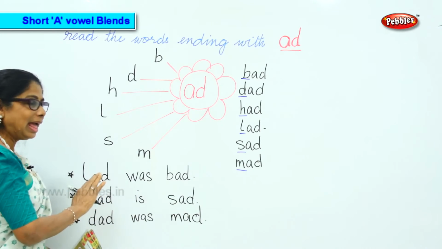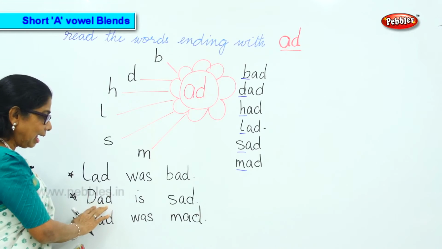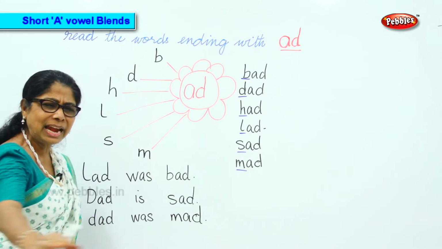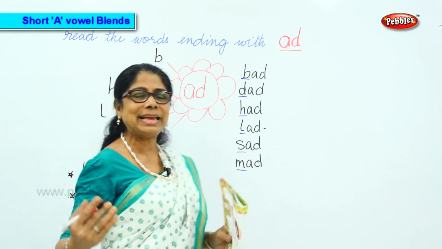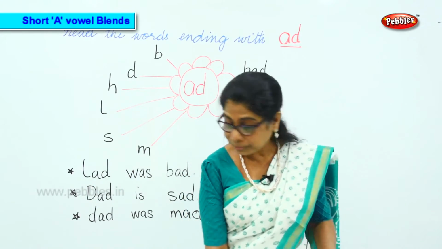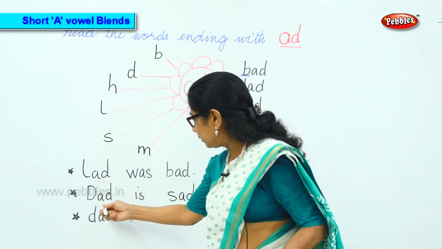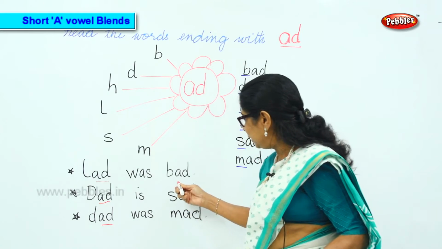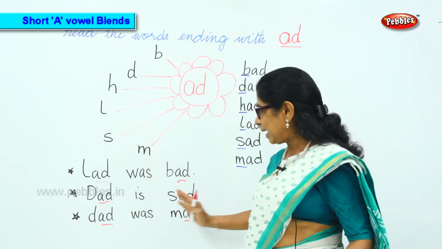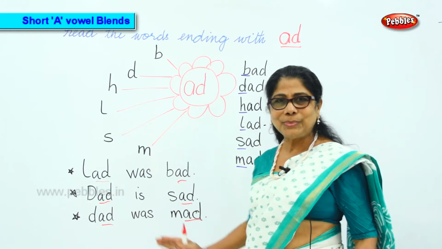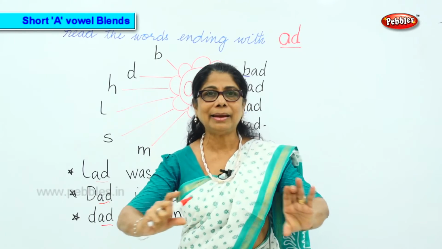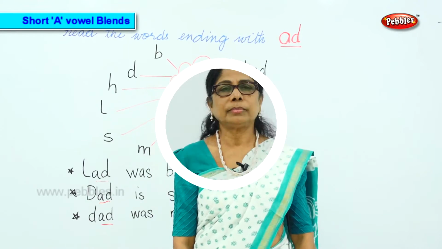Now look at that. Lad. Lad is a boy. Lad was bad. Dad is sad. Why is dad sad? Dad was mad. He was sad. You messed up the place. So we are making sentences with the words that end with AD. We have used two words in a sentence. Lad, bad, dad, sad, dad, mad. You saw that? So we must learn not only reading but creating those words to make a nice sensible sentence.